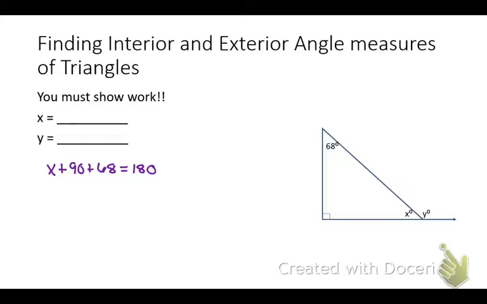Daniel, what did you get for X before I solve anymore? 22. Yes, X is 22 degrees. X plus 158 equals 180. And then you subtract 158.